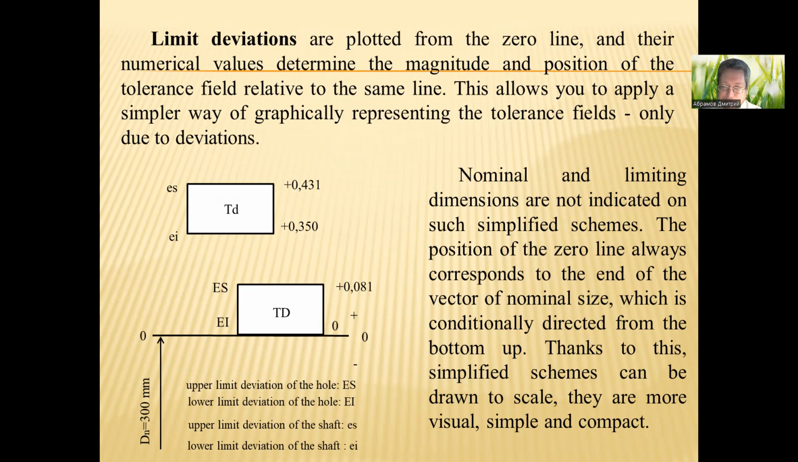The position of the zero line always corresponds to the end of the vector of nominal size, which is conditionally directed from the bottom up. Thanks to this, these simplified schemes can be drawn to scale. They are more visual, simple, and compact.